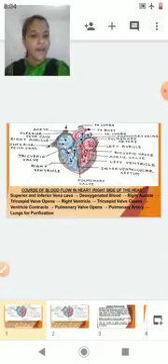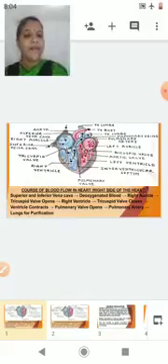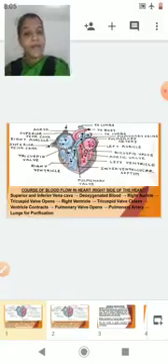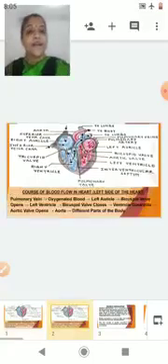Superior and inferior vena cava carrying deoxygenated blood open into the right auricle. The tricuspid valve opens, and it enters into the right ventricle. The tricuspid valve closes, ventricles contract. The impure blood enters into the pulmonary artery because the pulmonary valve opens, and it goes to the lungs for purification. Now let's see the next slide.